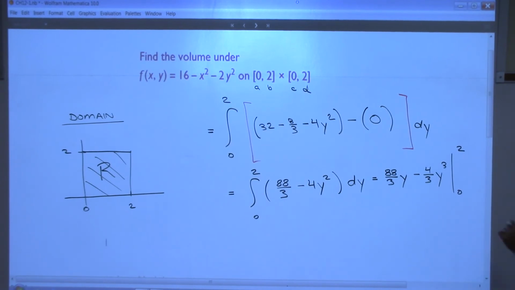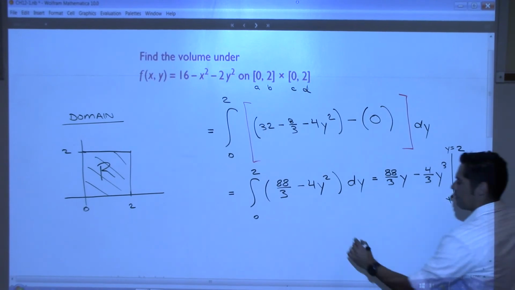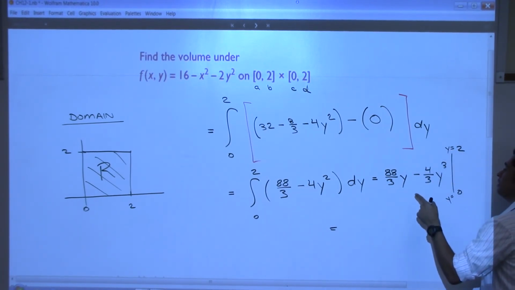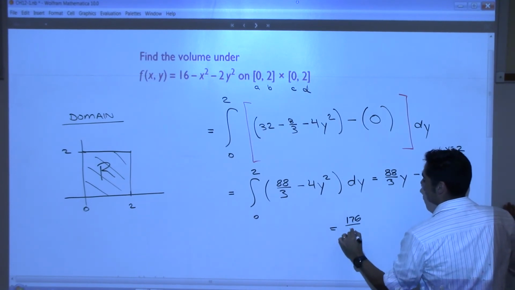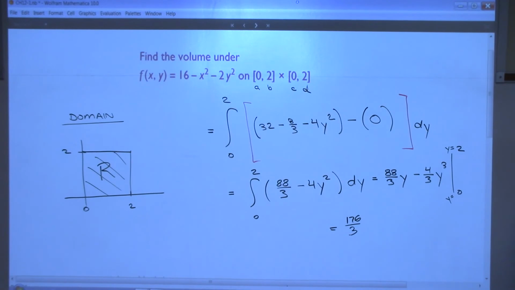So this is y equals, I'll put it in here because we're at the last variable anyway, but keep reminding me to do that because I forget all the time. Plug in 2. What do we get? 176/3, is that right? 176/3 minus 32/3 is 144/3. That goes in, doesn't it? 48.